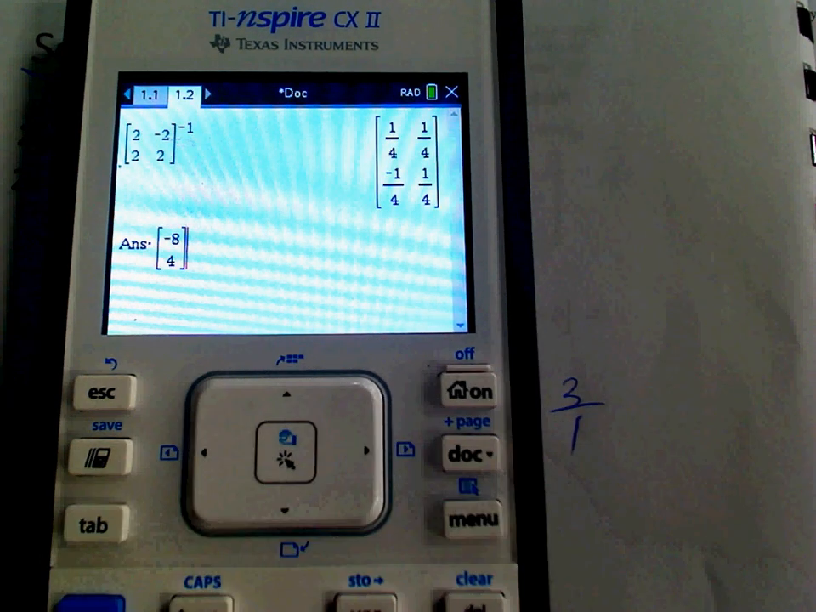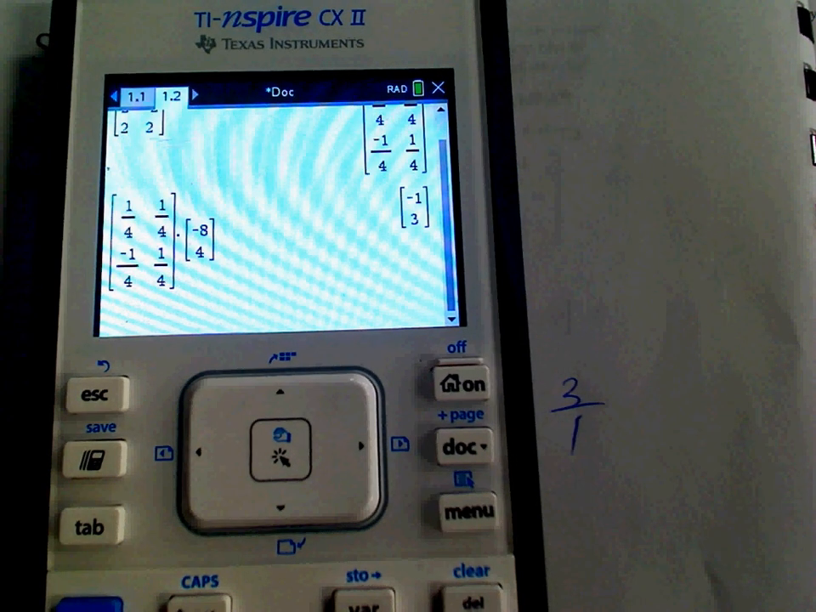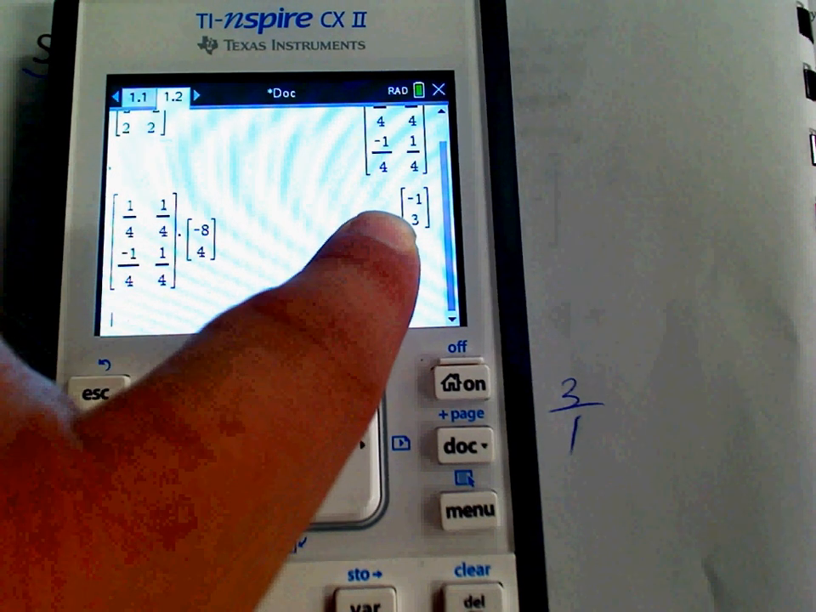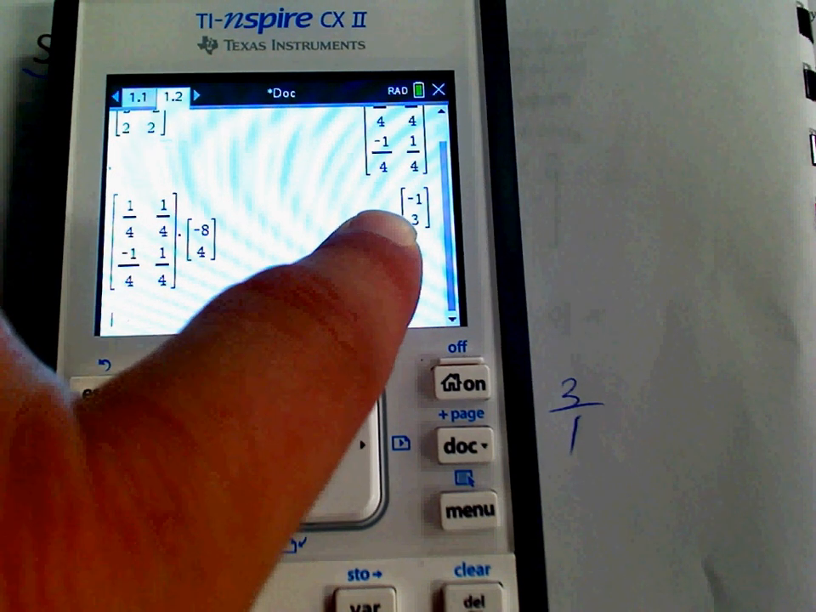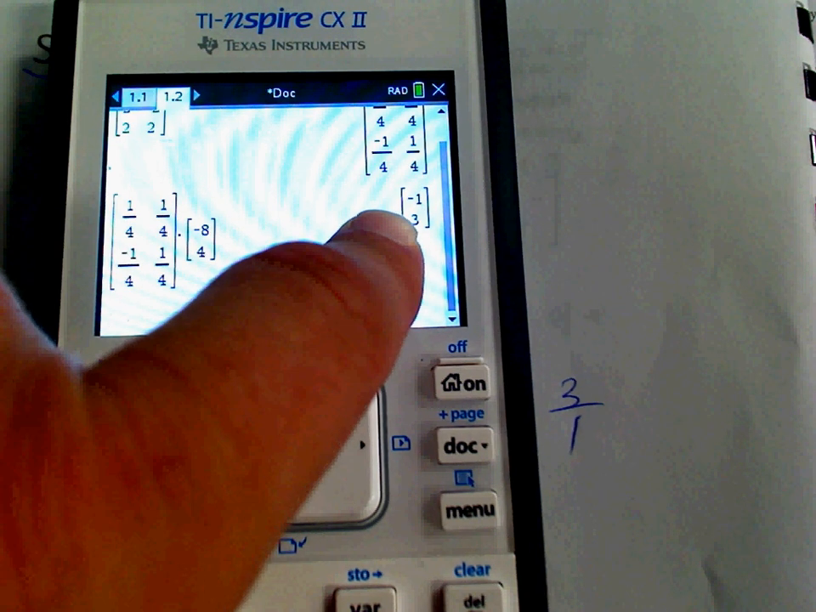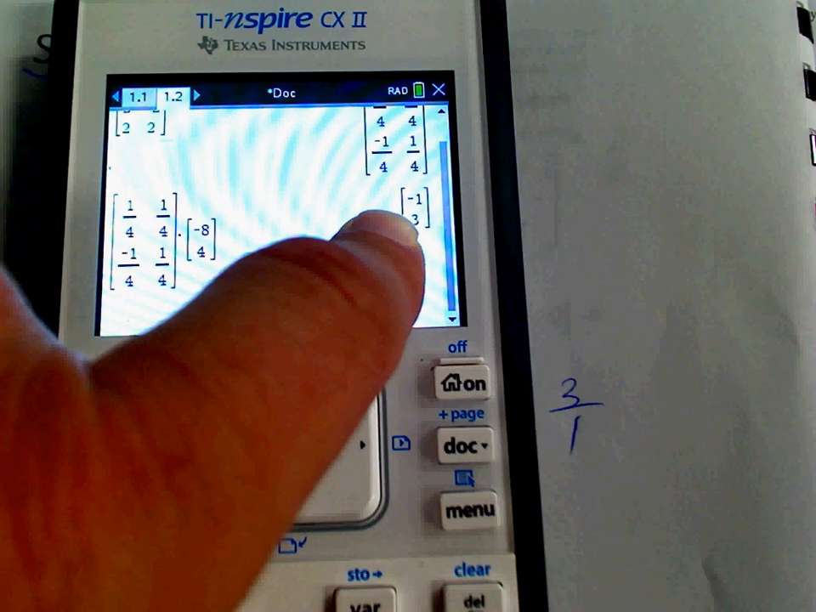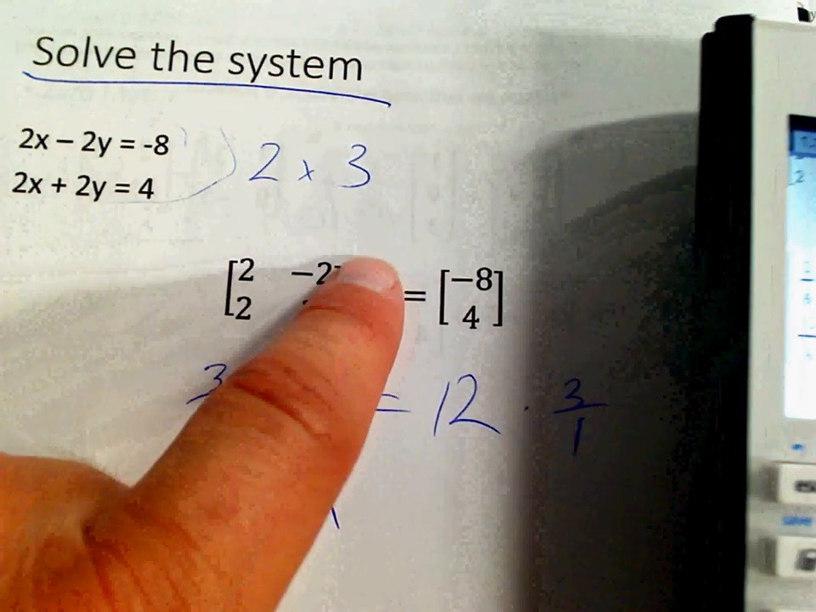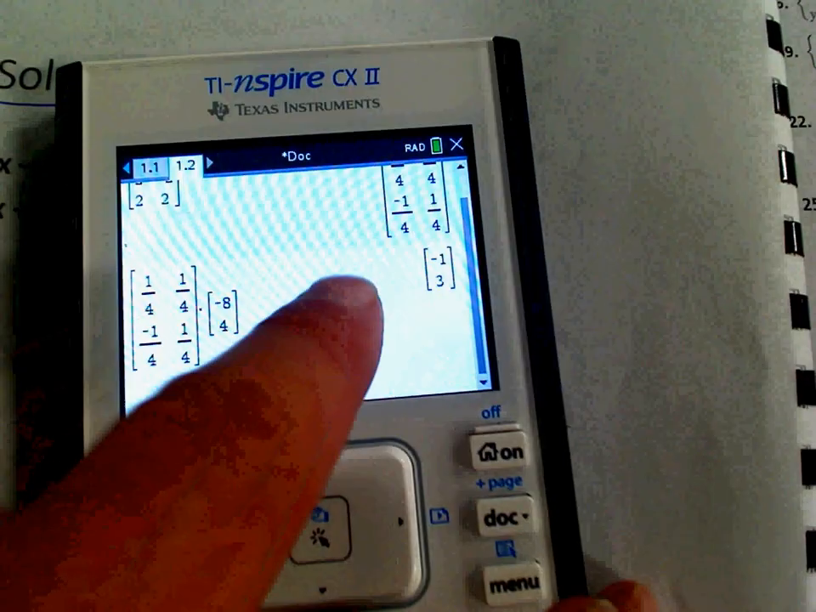I get another matrix. What do you think that matrix is referring to? This is the whole chapter, the whole lesson right here, where they intersect. That's the X and the Y. That's the order they're in. X, Y. It's always that way. That is -1, 3 is the solution.